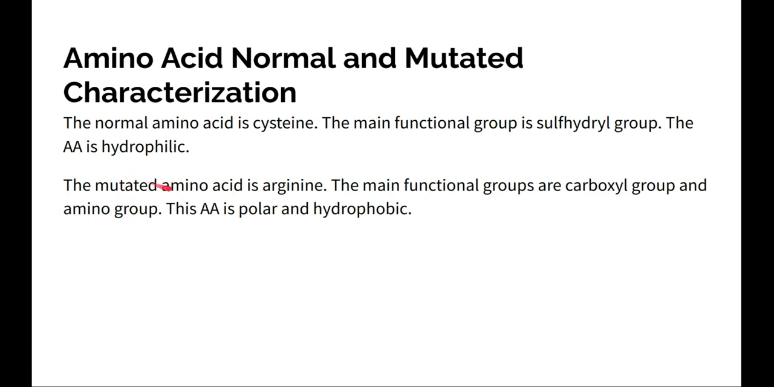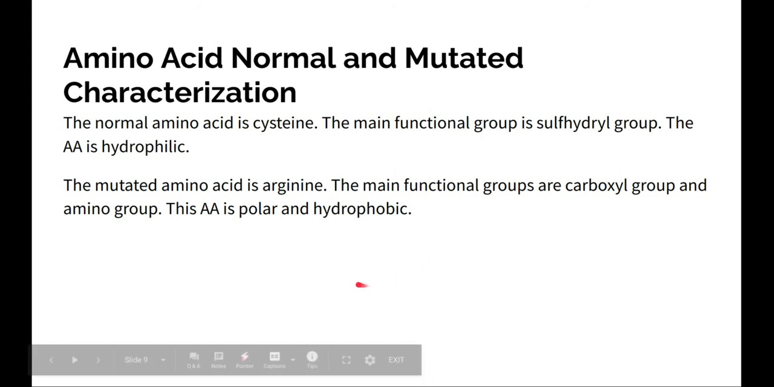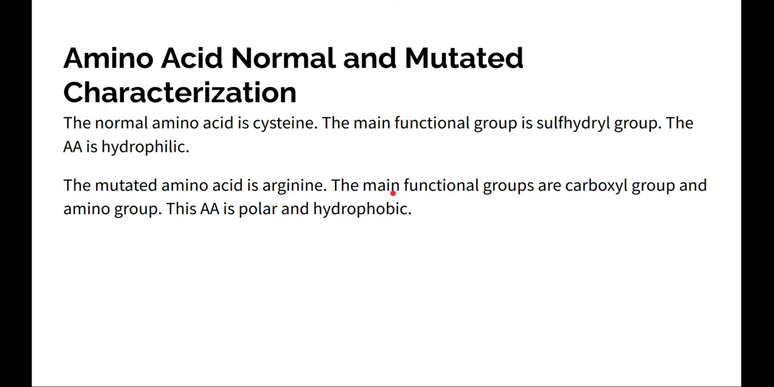Whereas for the mutated protein, the amino acid is arginine, which is polar and hydrophobic, causing the rapid transport of sodium ions. And arginine has two functional groups, carboxyl groups and amino groups. And that's where the terminus of nitrogen and terminus of carbon play a main role in arginine and in the mutated protein.